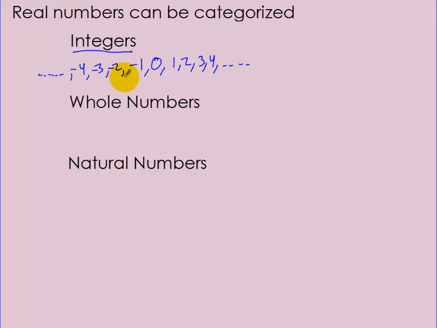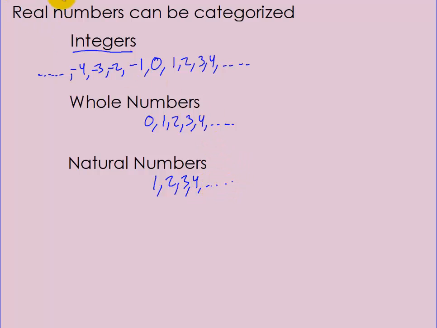Whole numbers are 0 and all positive integers. So 0, 1, 2, 3, 4, and keep going up. Natural numbers are a subset of the whole numbers. It's everything in the whole numbers except take away the 0. So it starts at 1, 2, 3, 4, and it keeps going up forever.